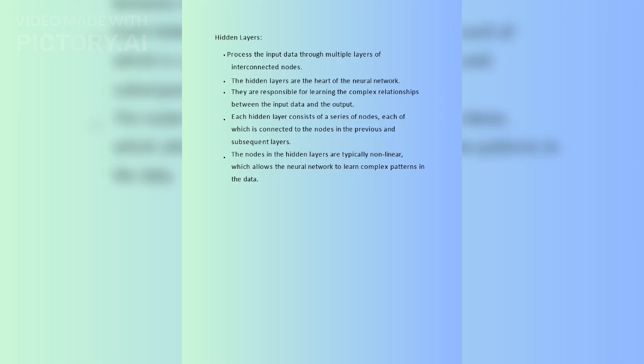Hidden layers process input data through multiple layers of interconnected nodes. They are responsible for learning complex relationships between input data and output. Each hidden layer consists of nodes connected to previous and subsequent layers, allowing the network to learn intricate patterns.